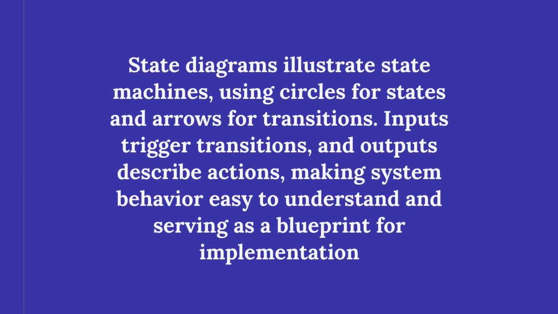State diagrams visually represent state machines. States are depicted as circles and transitions as arrows. Inputs trigger transitions, and outputs describe actions. These diagrams make system behavior easy to understand. They serve as a blueprint for implementation.